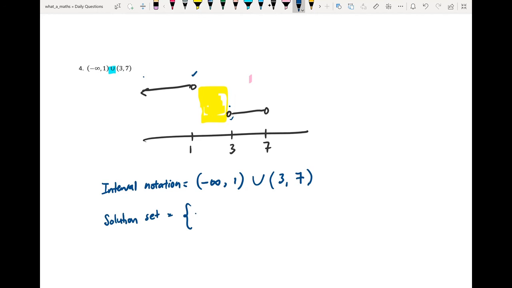For solution set, curly bracket, define my variable. I let my variable be x. So here, this means that I want numbers smaller than 1, so x less than 1. Union is OR. And here, my numbers are between 3 to 7, so I have 3, x, 7. Open brackets at both ends, so I have less than, less than. Then I close my curly bracket.